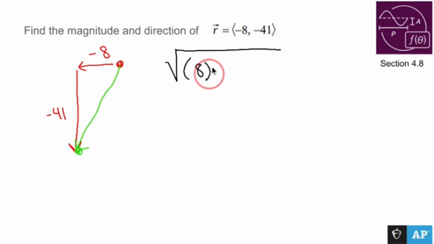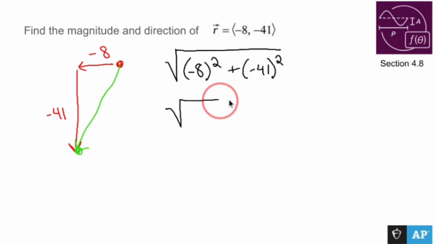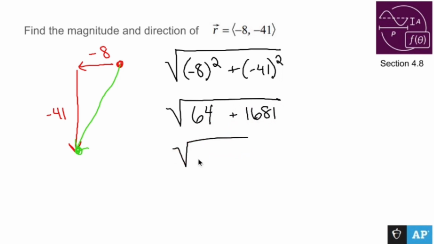of 8 squared, technically -8 squared, plus -41 squared. Now it will become positive, but I'm going to be specific. That's 64. This is 1681. Okay. And then when you add those together, you get the square root of 1745, which rounds out nicely to 41.773. Now, that is the magnitude.